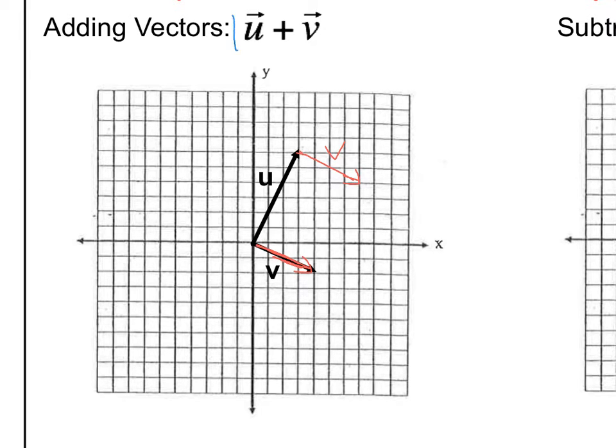Then the u plus v part is actually the vector with the same starting point and the same stopping point of what happened when you put the two together. So this part here is actually the u plus v part.